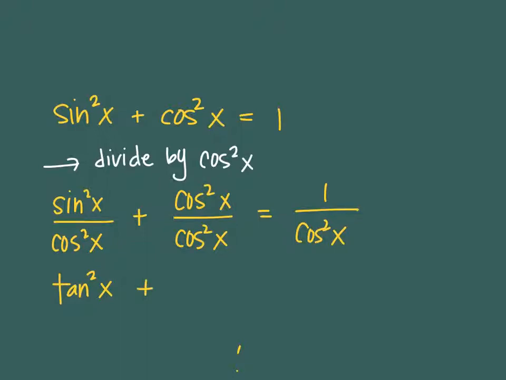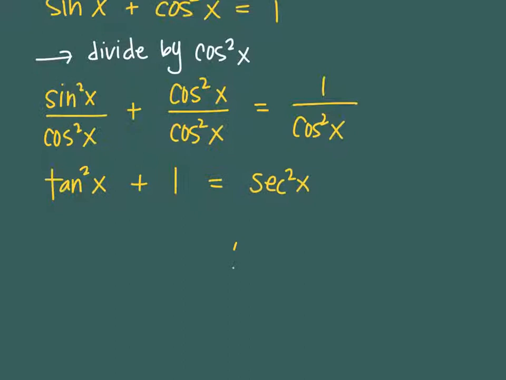Plus, all right, what does cosine squared of x over cosine squared of x reduce to? 1. And then 1 over cosine squared, what does that get replaced with? Well, I know what 1 over cosine is, or we should from our main identities yesterday. What's 1 over cosine? Secant. So what do you think 1 over cosine squared is? Secant squared.